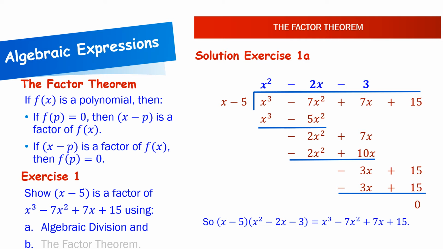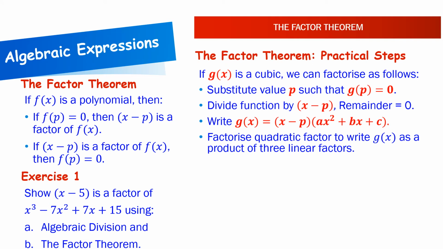And therefore, x minus 5 times x squared minus 2x minus 3 is equal to x cubed minus 7x squared plus 7x plus 15. And so we've completed part A. Now let's have a go at part B. Let's have a quick recall of the factor theorem. Pause the video and read the steps on the screen, which we saw earlier.